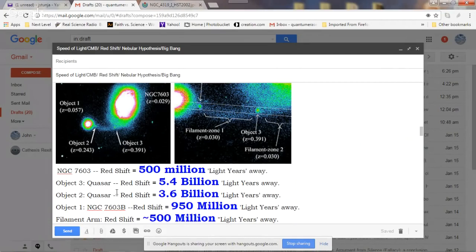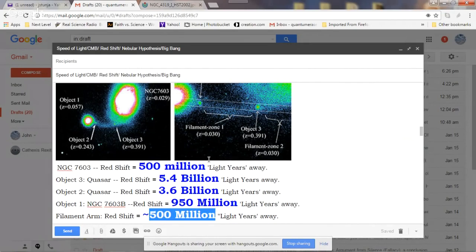See, NGC 7603's redshift factors out to 500 million light years away. Object 3, the one real close to the parent, is 5.4 billion light years. Object 2, right here, the smaller green one, is 3.6 billion light years. This object over here is 950 million light years. And the arm, its redshift, is almost exactly the same as the parent galaxy at 500 million light years.